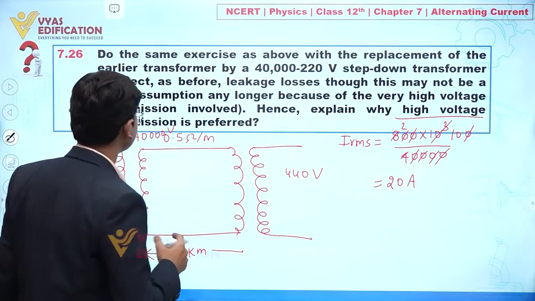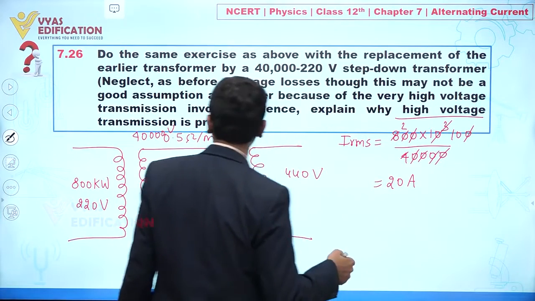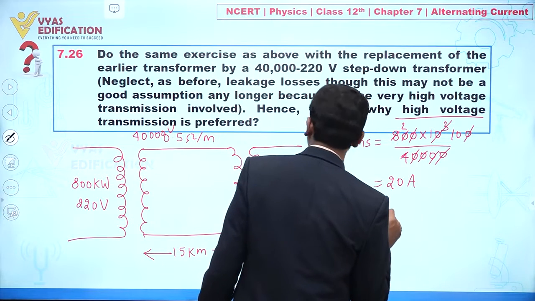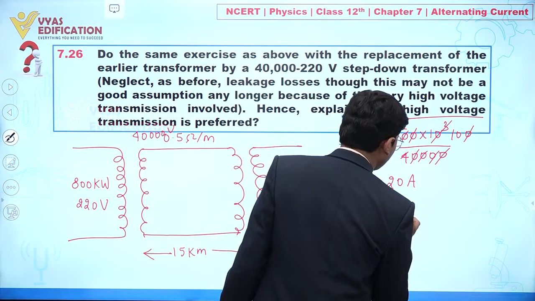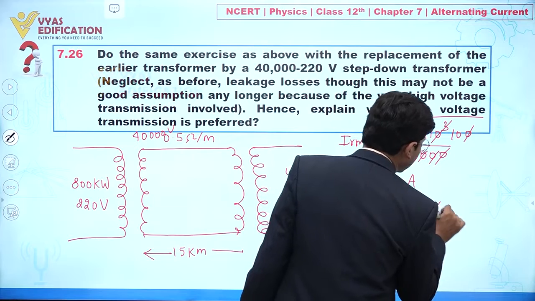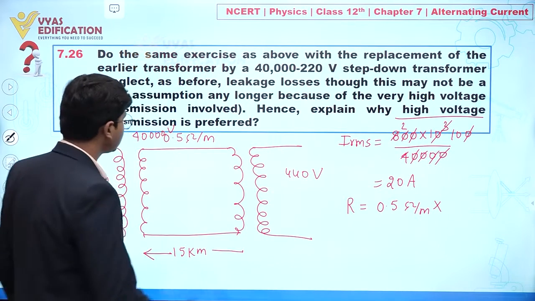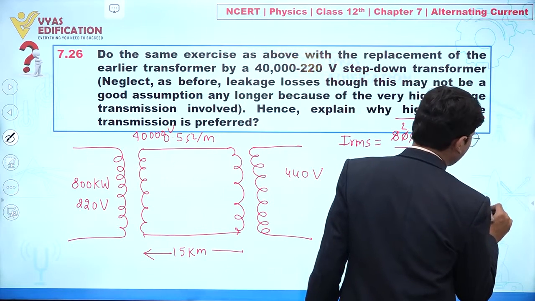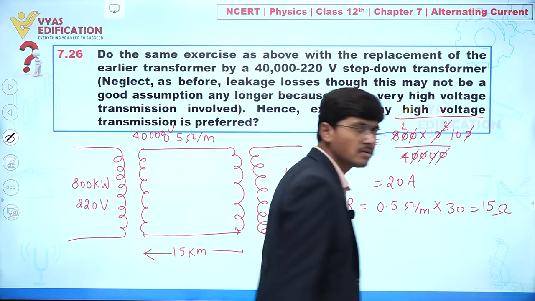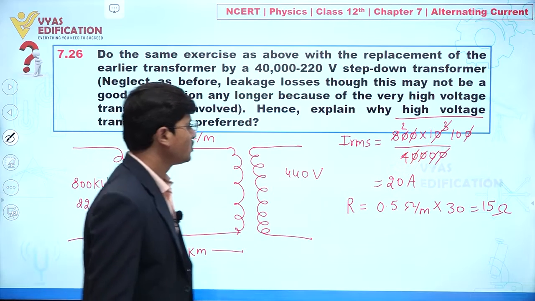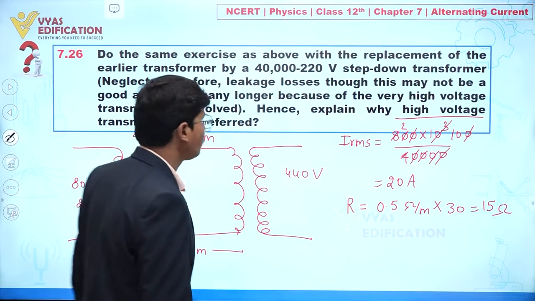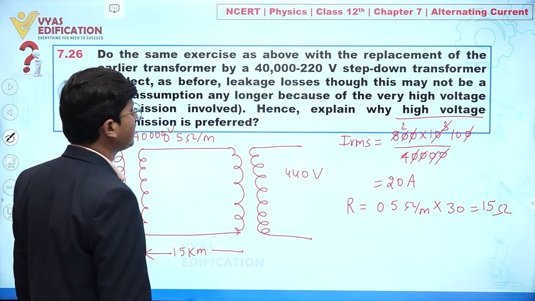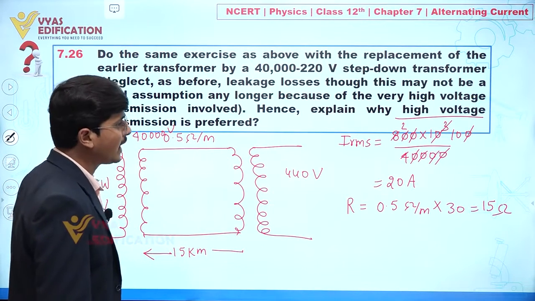What about the resistance of this wire? We can say what is the resistance between these two locations. The resistance offered is given by 0.5 ohm per meter multiplied with the total distance. The total distance is 15 and 15, total 30 kilometer. So we get the value 15 ohm. This is the value of R we have.